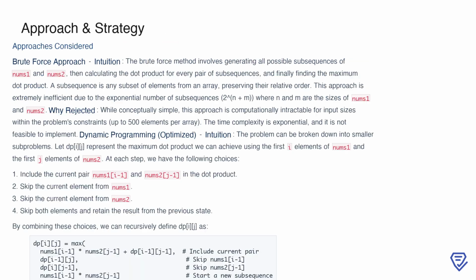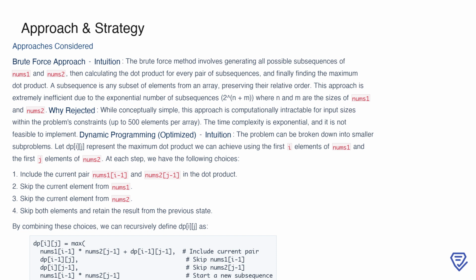elements. When tackling the problem of finding the maximum dot product of two subsequences, we first consider the brute force approach. The intuition here is straightforward: generate all possible subsequences of nums1 and nums2, calculate the dot product for each pair of subsequences, and then find the maximum value.